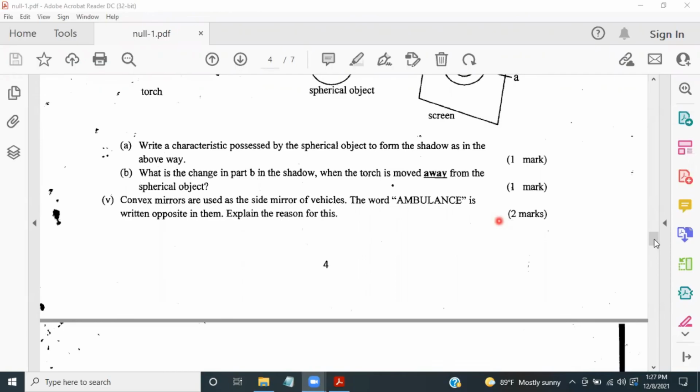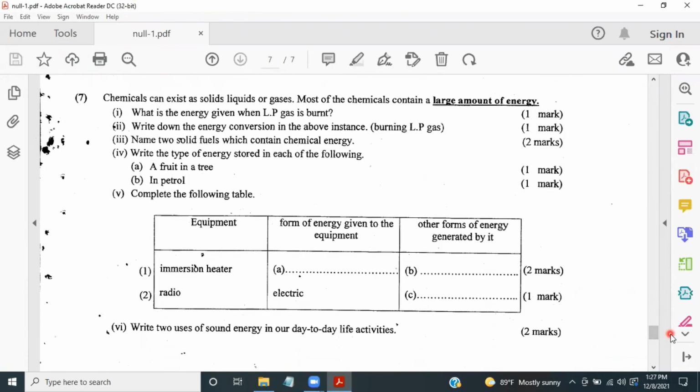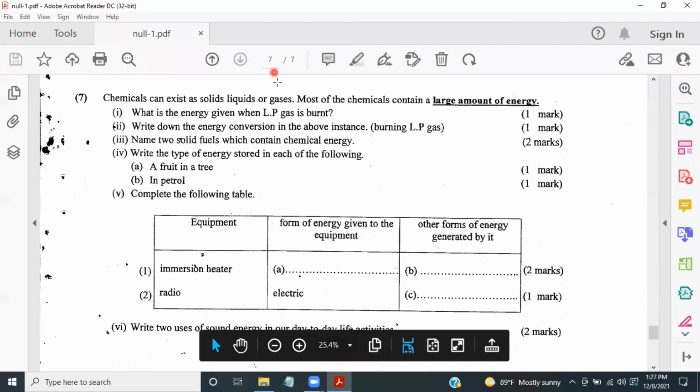Now we will see the seventh question. Chemicals can exist as solid, liquid and gases. Most of the chemicals contain a large amount of energy. What is the energy given when LP gas is burned? When LP gas is burned, heat energy is given.